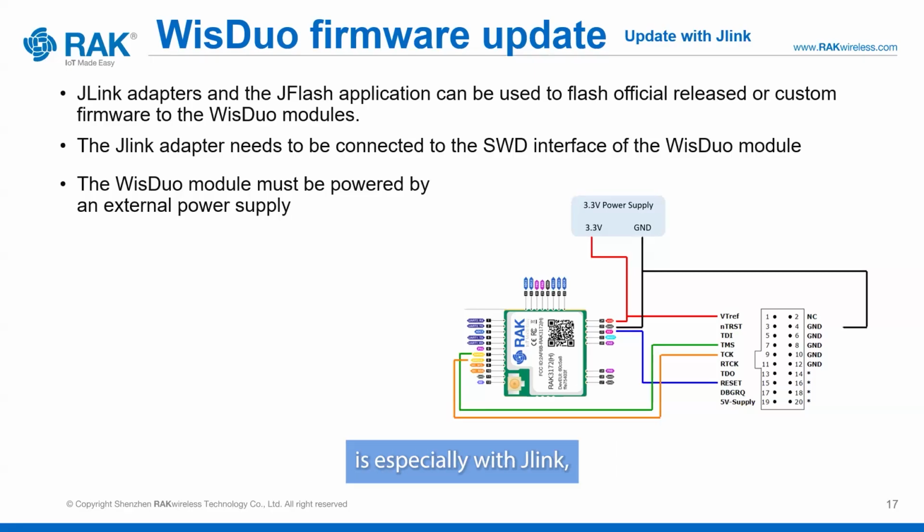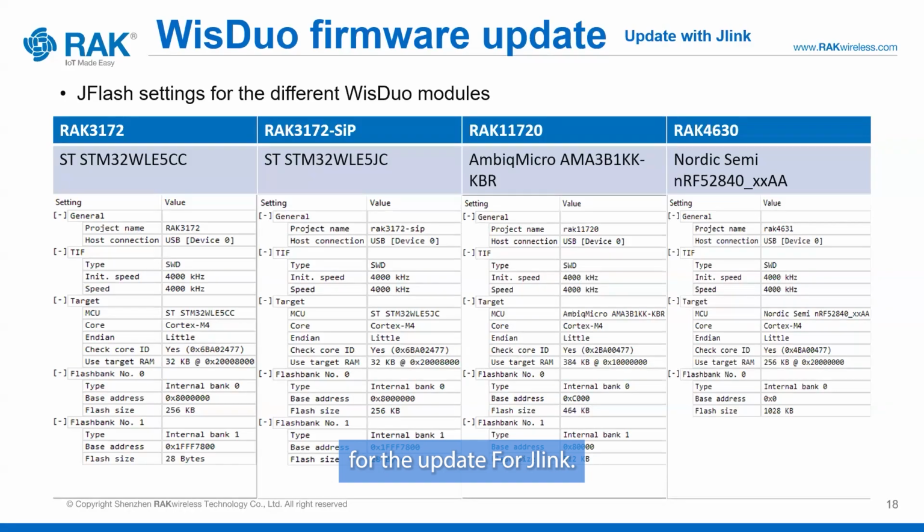An important point, especially with J-Link, is that it is not providing a voltage supply to the module. It is only reading the voltage as a reference. So in this case, an external power supply is required for the update. For J-Link, as I also experienced a lot of questions from customers, what are the settings if using J-Link? So I listed them all here. Which microcontroller has to be selected for a 3172, for the SIP module, which is using a different version of the STM32WLE, for the Ambiq, and for the Nordic.